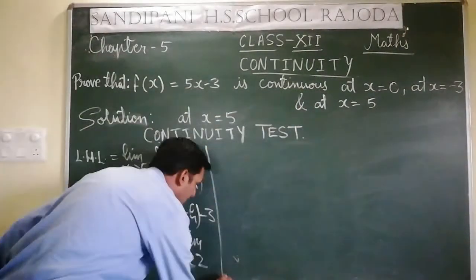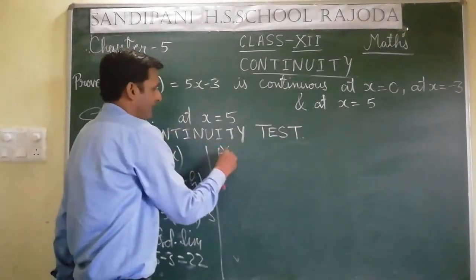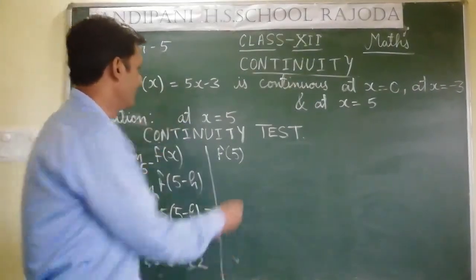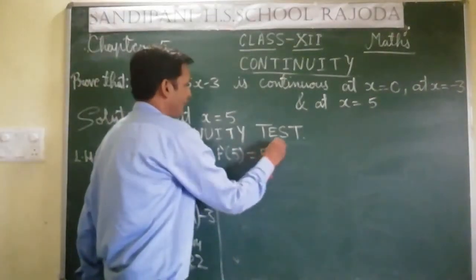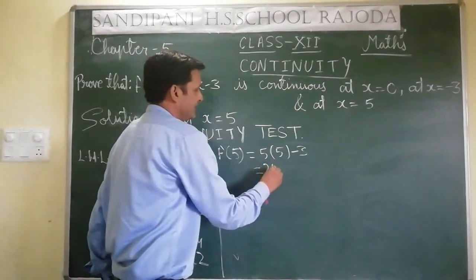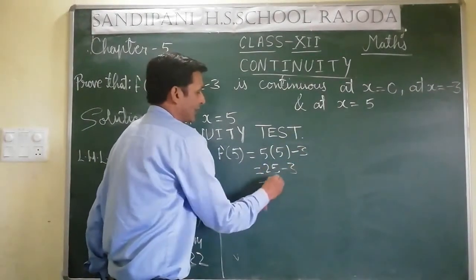Now, f of 5 means we have to put x is equal to 5 in this function only. So, f of 5 is equal to 5 into 5 minus 3, means 25 minus 3, that is equal to 22 again.